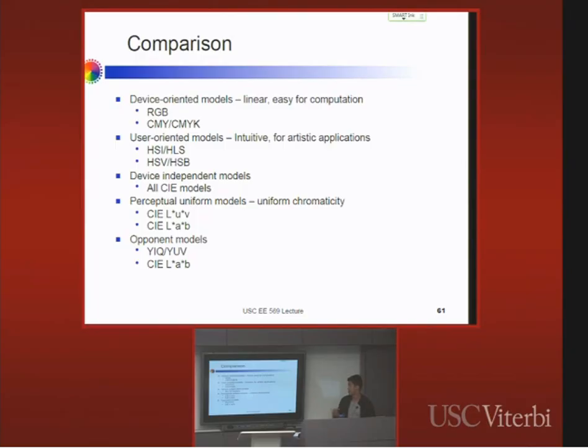YUV is a format you need to know if you do compression, because it separates luminance from chrominance. And HSI, HSV is favored because it's very, very intuitive. You directly know you can change the color by changing the H component, change the saturation by the S component, and if you want a dark blue or a light blue, just change the I component.